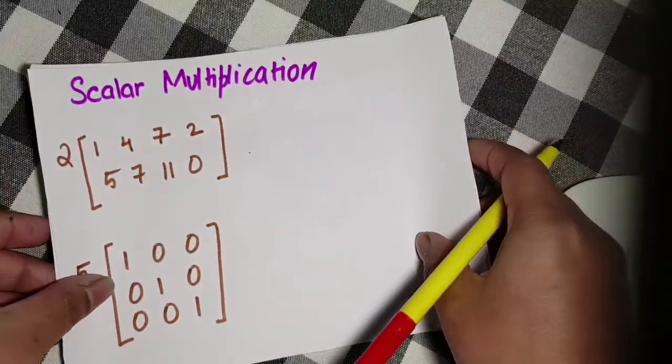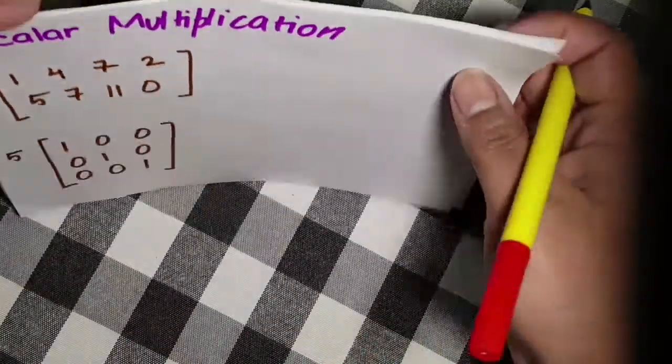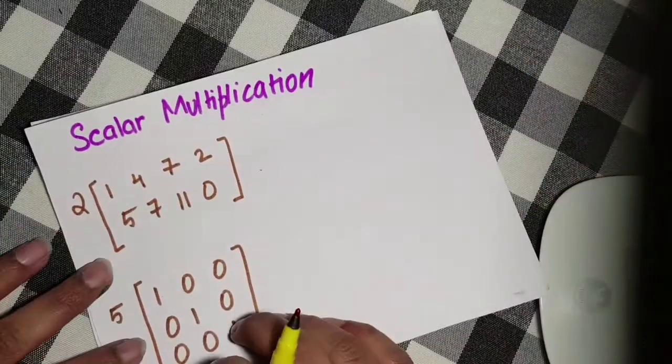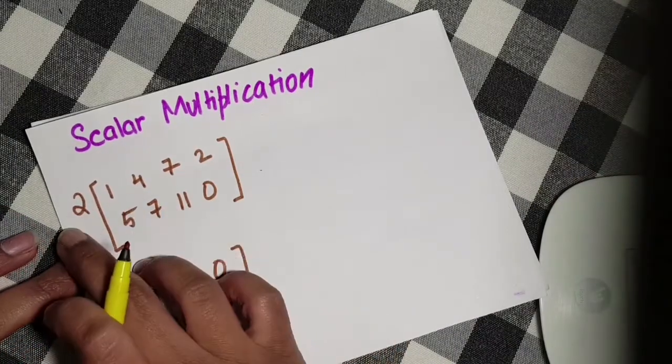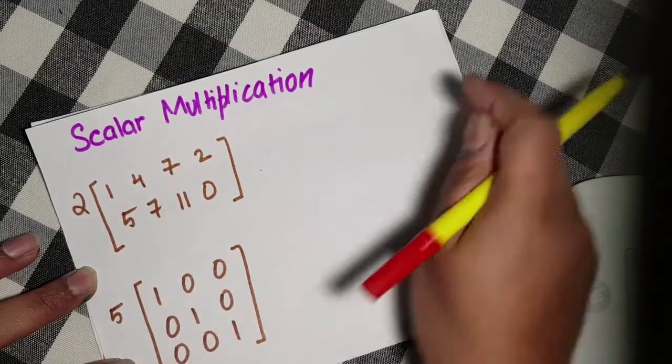Next, multiplication in matrices is of two types: scalar multiplication and matrix multiplication. Let's see what scalar multiplication is like. Scalar multiplication of a matrix with a number is just multiplying the number with each element in the matrix.